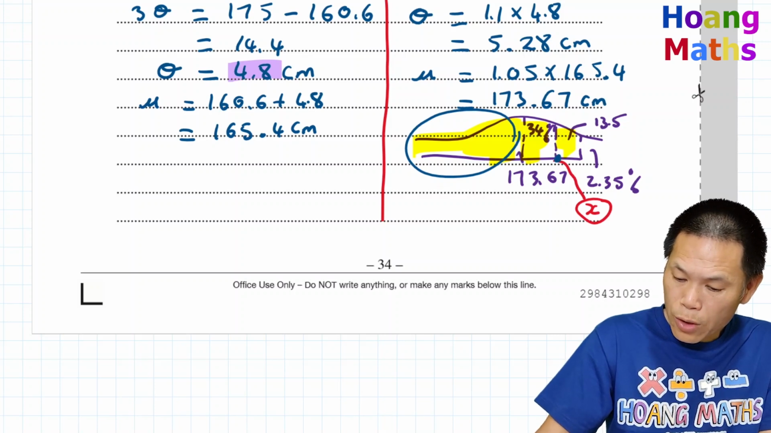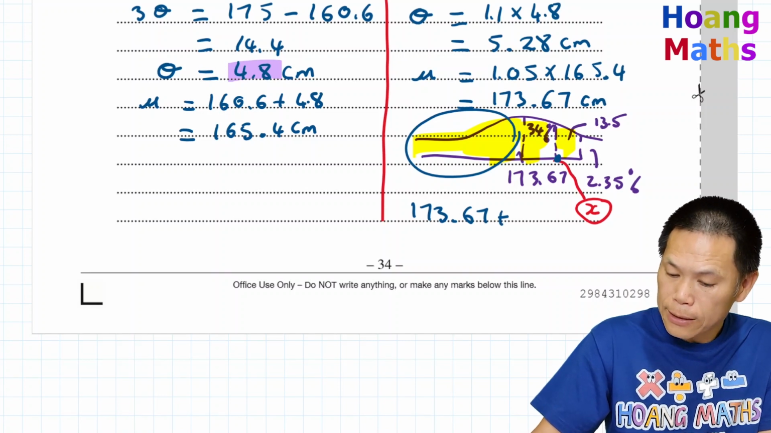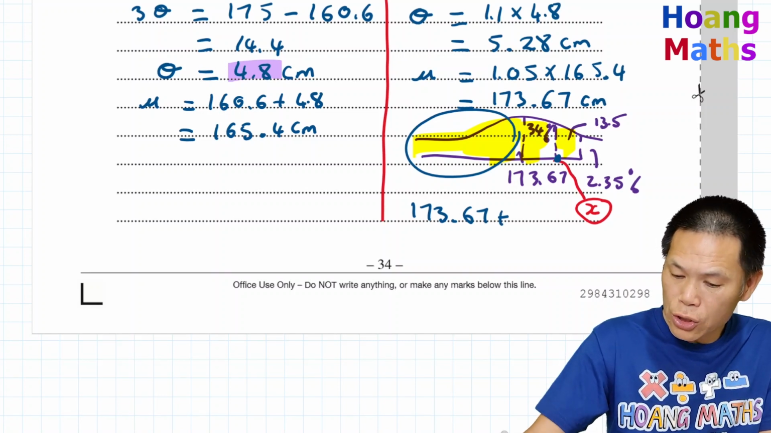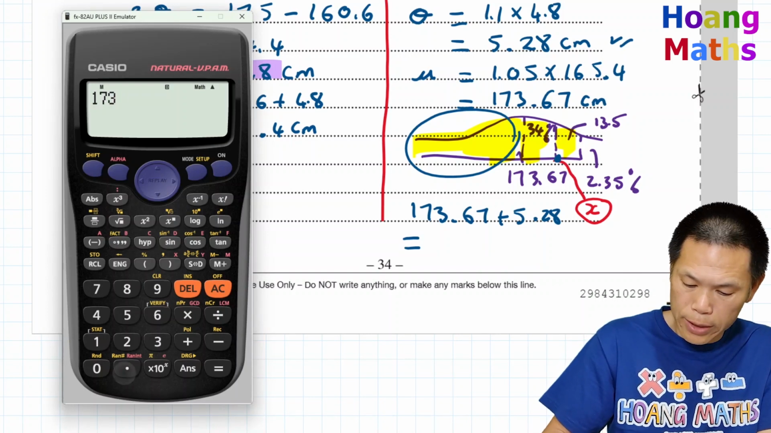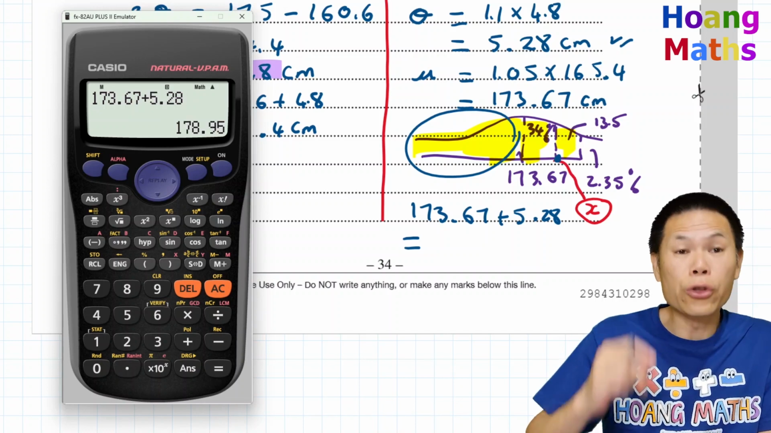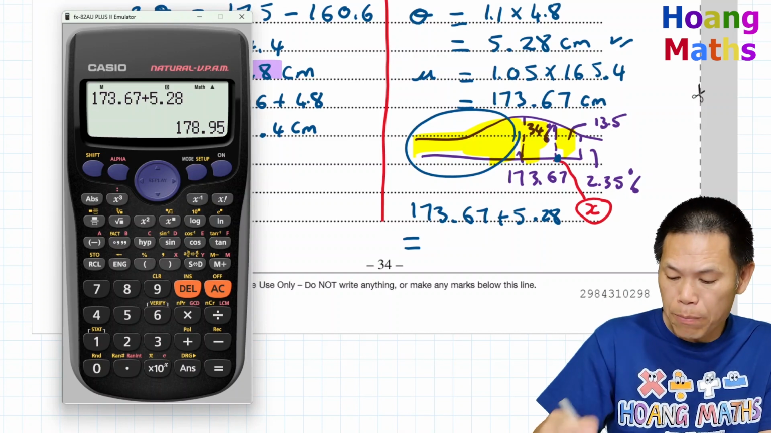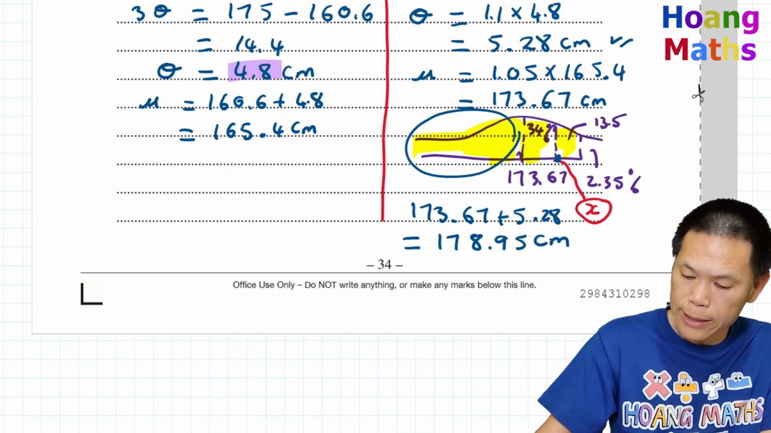So we go 173.67. We plus 1 standard deviation. So that is this, 5.28. So that will give me, so I just go 173.67 plus 1 standard deviation, 5.28. So there you go, 178.95. 178.95 centimeters. So that is the answer.